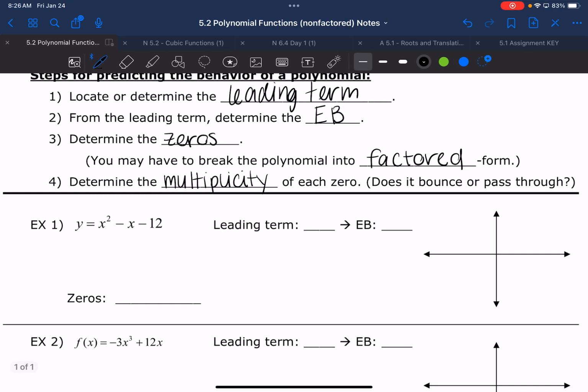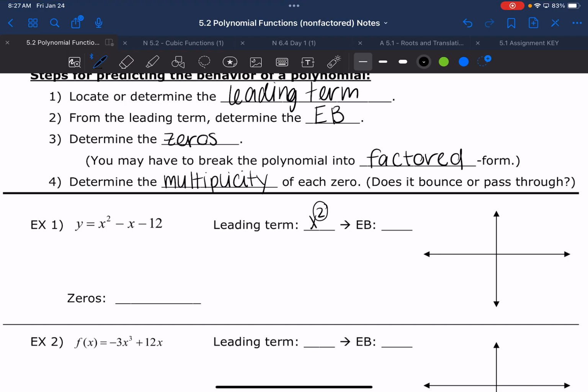So let's look at example 1 together here. It says y is equal to x squared minus x minus 12. So what would be the leading term here? The x squared, right. Remember, your leading term is the term that has the highest exponent in it. And now we can see that the degree of this polynomial is 2.